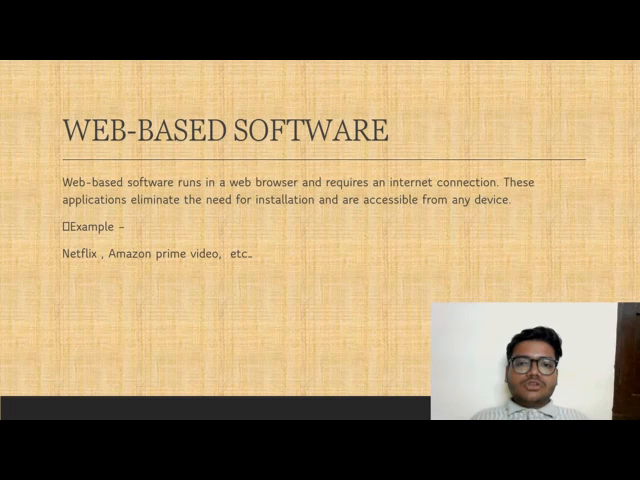Third is web-based software. Web-based software runs in a web browser and requires an internet connection. These applications eliminate the need for installation and are accessible from any device. So first of all, the benefit is that we don't need to install any program to run web-based software. We can easily access it, running in a web browser, but we need a proper internet connection to run it. Examples are Netflix and Amazon Prime Video, which we use regularly.